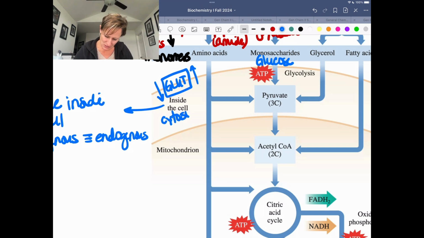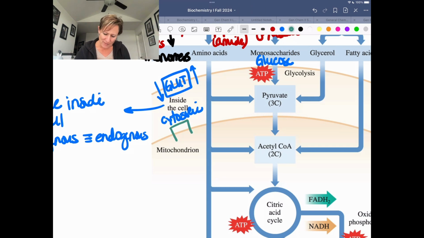Cytosolic. Okay. One of the things that will be a hallmark of things we'll study and learn about with these different metabolic pathways is where they occur. And in general, we're going to be talking about processes that occur in the cytosol or occur in the mitochondria.